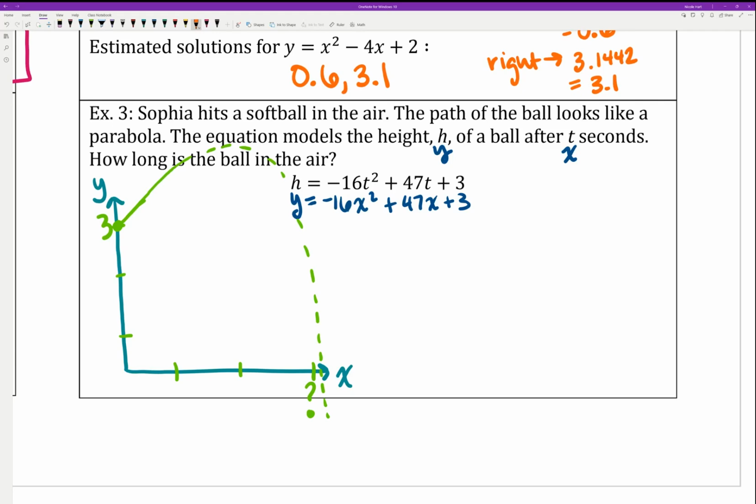So as we saw on the calculator, our ball hits the ground after 3 seconds. So it spends 3 seconds in the air. If you remember, your origin is 0, so 3 seconds goes by, and that ball comes back to the ground.